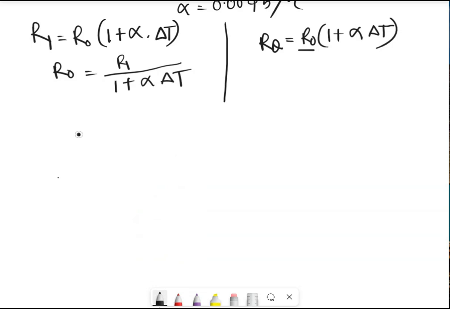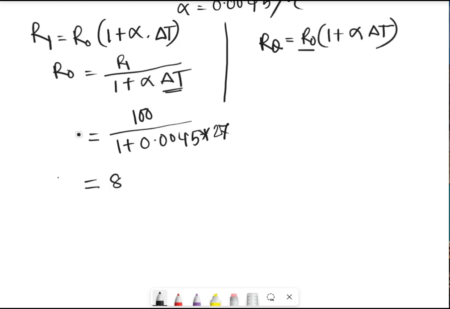So let's plug in the value. What is the value of R1? R1 is equal to 100 ohms, and of course here 1 plus 0.0045 times the temperature difference 27 minus 0, so this will be 27, right? So the result will be 89.1663 ohms, right?